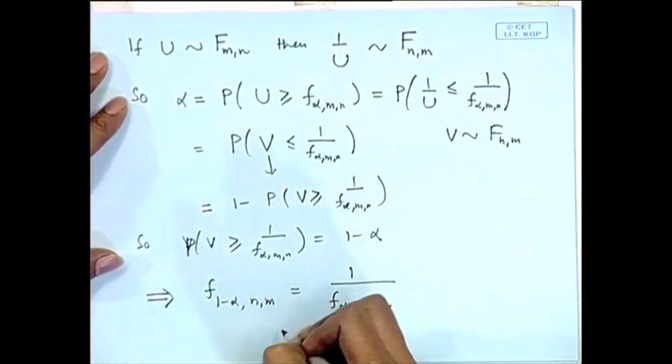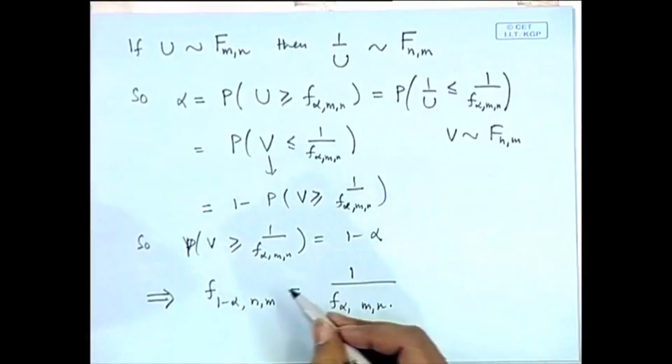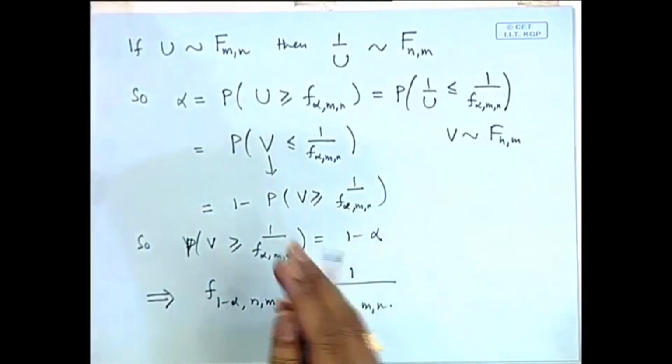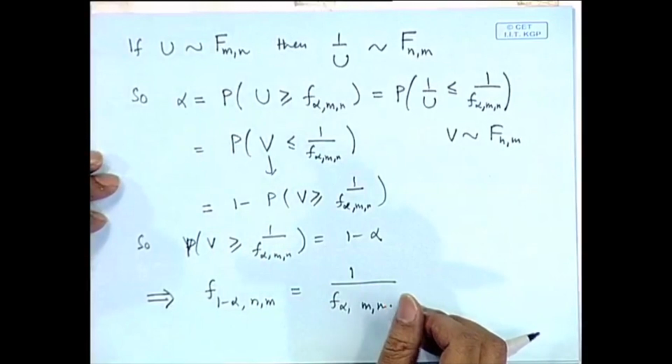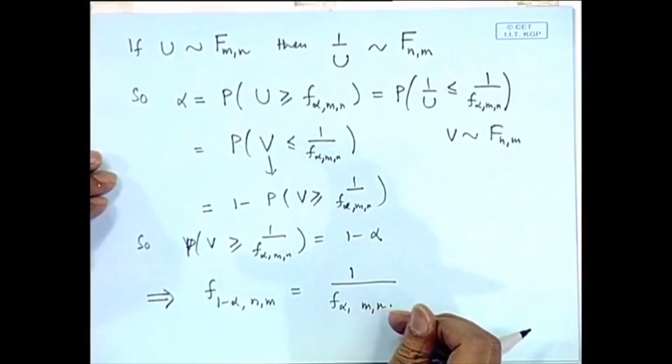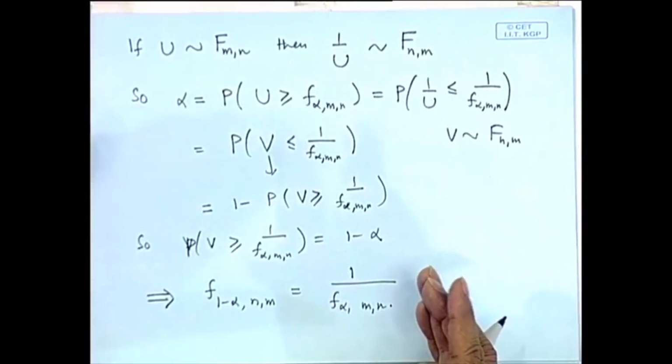This relationship is used for calculation of the percentage points of the f distribution. Generally the tables are, because it is a 2 dimensional table, you have m and n both varying, and therefore, only for selected values of alpha the tables are given. Now, if they are given for say alpha equal to 0.05 or alpha equal to 0.1, then 1 minus alpha becomes 0.95 and 0.9 respectively. So, those tables can be automatically derived from the tables of 0.05 and 0.01 values, etcetera.